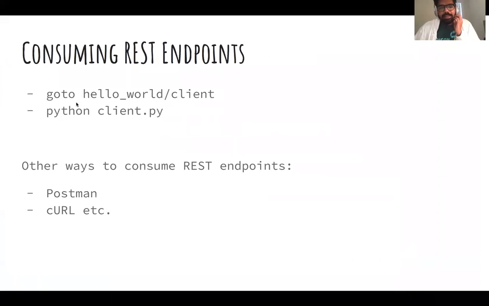So consuming REST endpoints, we already talked about it, is in the Hello World, you can go to the client, and we have a test client to consume these endpoints. Other ways are Postman, curl. Every language comes with its own HTTP client. It's a pretty standard package. So if you're writing services in Go or JavaScript or any other language, you should be able to talk to this Python service without having to worry about how the Python code is implemented.